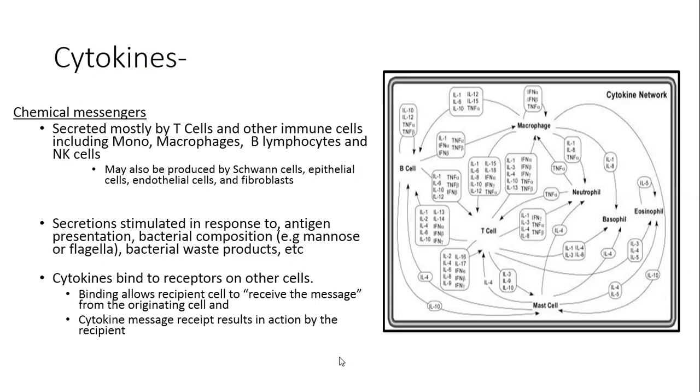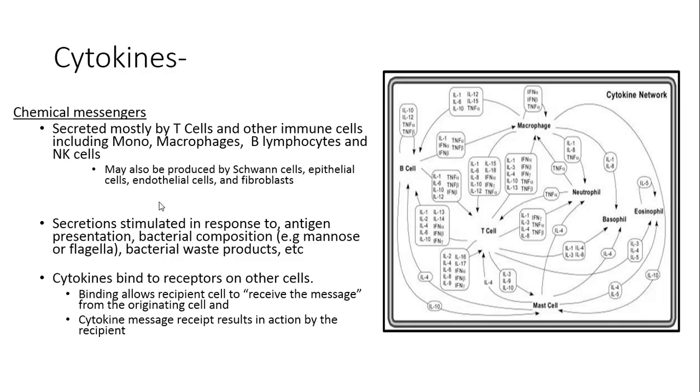So the process of producing and releasing cytokines in the immune response begins with the stimulation of a cell of the immune system in response to the identification of a pathogen. So usually they are secreted by T cells, monocytes, macrophages, B cells, natural killer cells. Cytokines also can be released from other things. They can be released from what's called a Schwann cell. Those are in the nervous system. Epithelial cells, endothelial cells, things like fibroblasts.